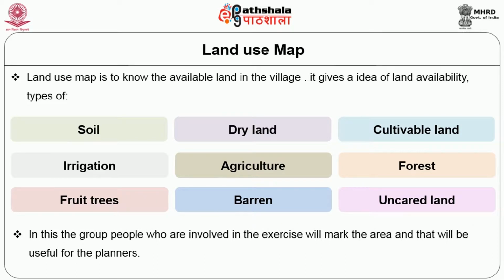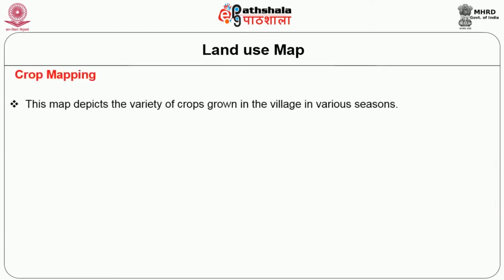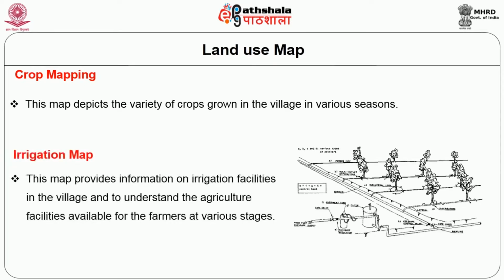Crop mapping. This map depicts variety of crops grown in the village in various seasons. Irrigation map. This map provides information on irrigation facilities in the village and to understand the agricultural facilities available for the farmers at various stages. Example, minor irrigation, major irrigation, etc. This will be useful for agriculture planners.